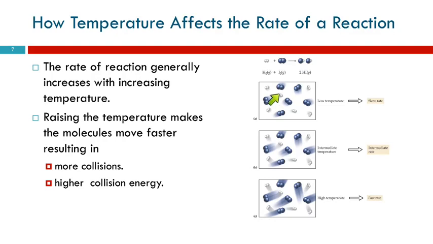So here at low temperature, the molecules are moving slowly. They're going to bump into each other, but not as frequently as at a high temperature. And some of those collisions aren't going to have enough energy to make anything happen. So high temperature, faster rate.